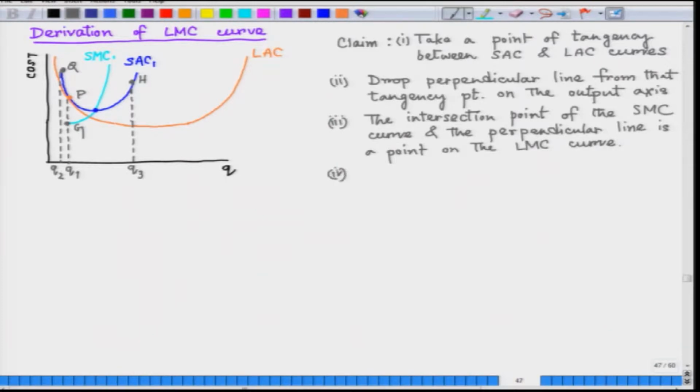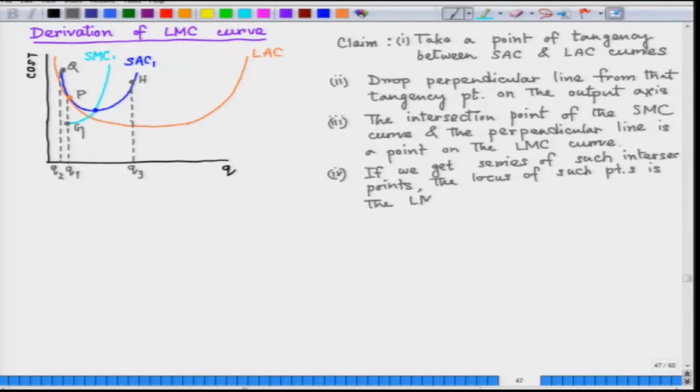So this is the last part of the claim. If we get a series of such intersection points, the locus of such points is the long run marginal cost curve, right.